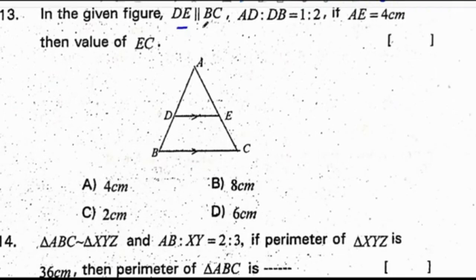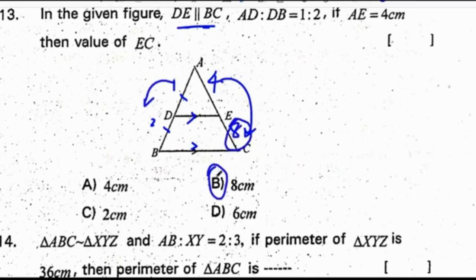13th question, in the given figure, DE is parallel to BC. AD is to DB is 1 is to 2. AE is 4 centimeters. What is the value of EC? So the ratio is double, so this value will also be double, students. So the answer will be 8. Correct option for the 13th question is B.